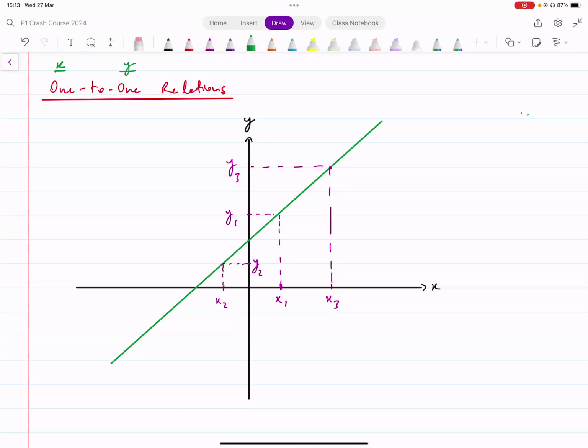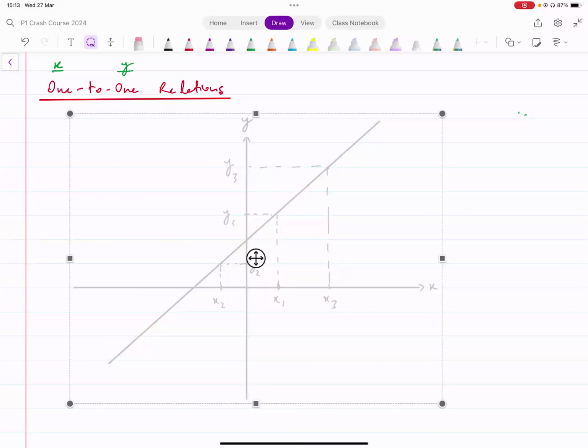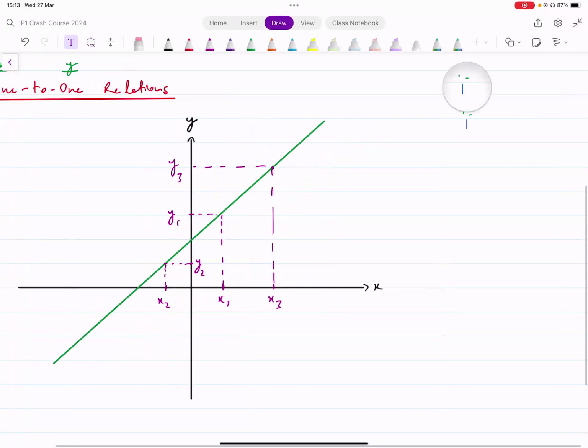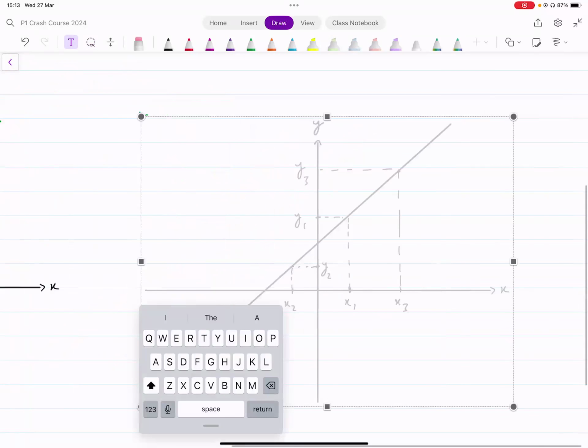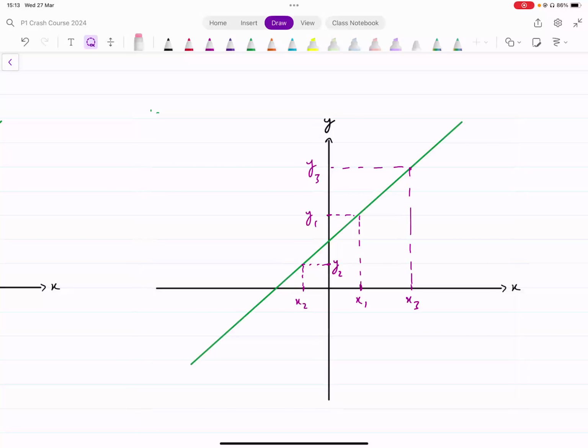Now, you could have straight lines for that, like this. You have other functions like that as well, not just straight lines. You will see later on in paper 3, for instance, you would have functions like this as well.